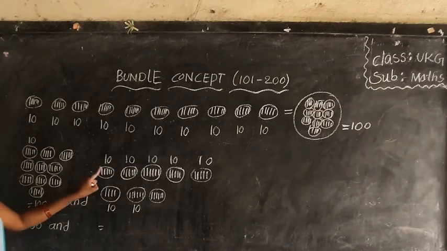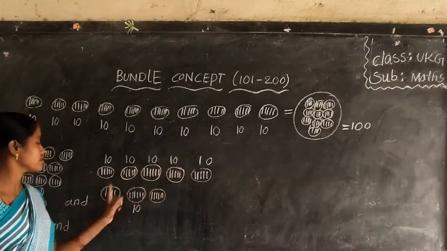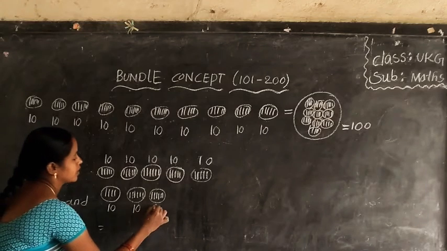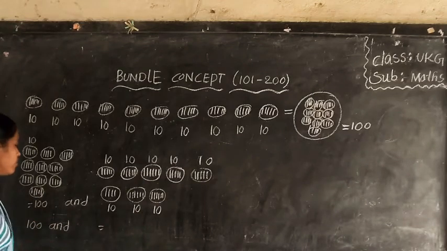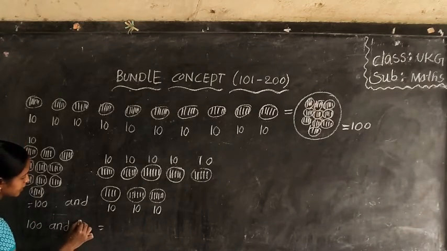Here 8 bundles are there. 1, 2, 3, 4, 5, 6, 7, 8. 10 bundles have 100 sticks. 100 and 80 more? 180.